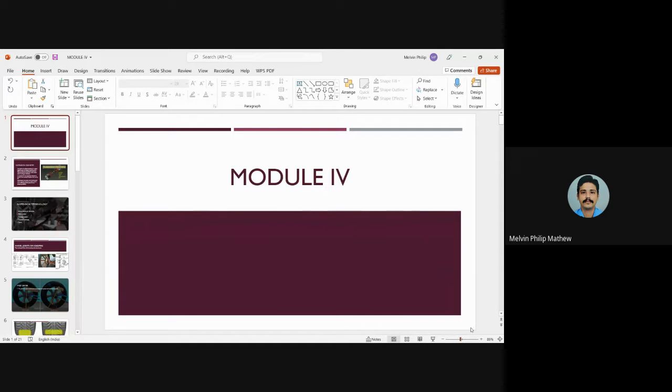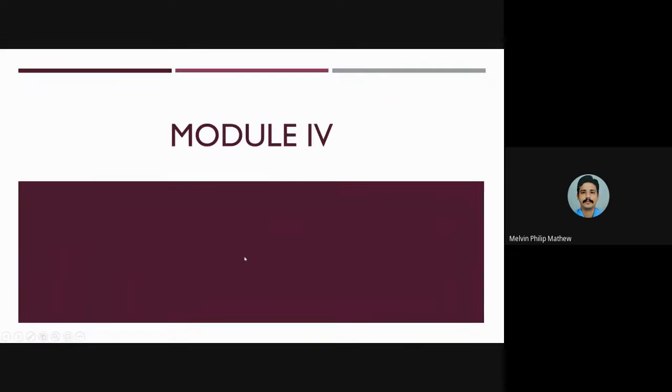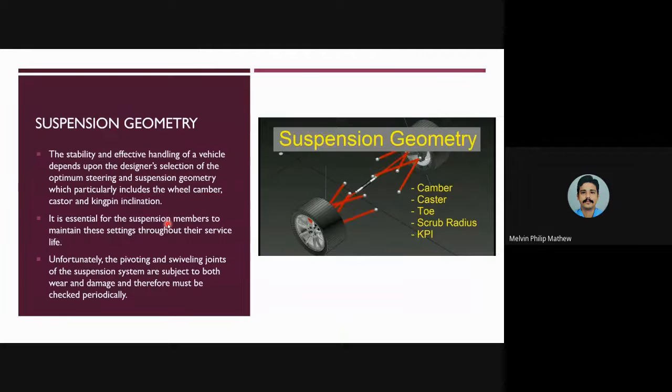Okay, in the last module we studied the steering systems, the steering components, and the various steering systems present in vehicles. In the next module we are going to deal with the suspension and its components, and the various types of suspensions used in the automobile. These are all we are going to deal with in this module.